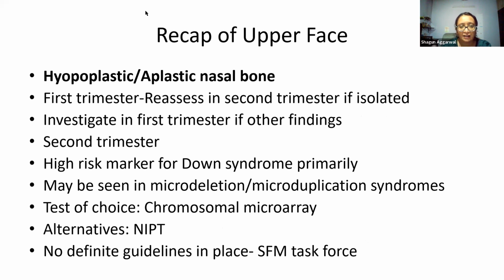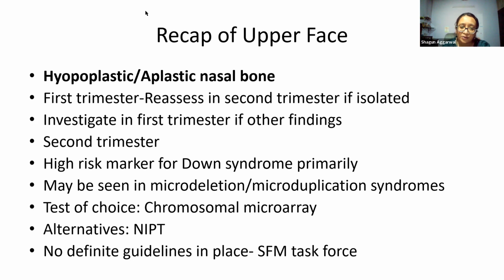What we finally concluded was that if we see it in the first trimester and it has additional findings, we should investigate then and there. If it is isolated, then you reassess in the second trimester. Here again, if it persists, one important thing we need to know is that this is primarily a marker for Down syndrome. That is the condition for which there is the highest risk once you see this.